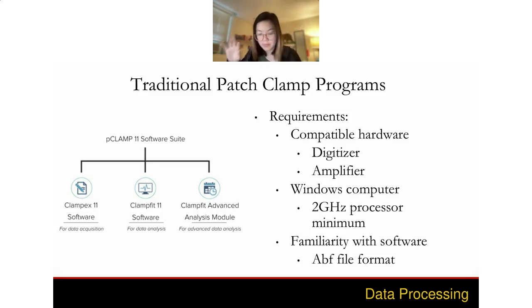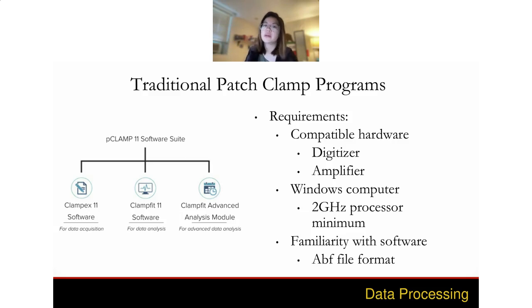And all the exported data files are in the Axon binary format, so ABF. And these are pretty large files that you would not be able to open unless you're using pClamp, any one of their software suite programs, or if you're writing your homegrown code.